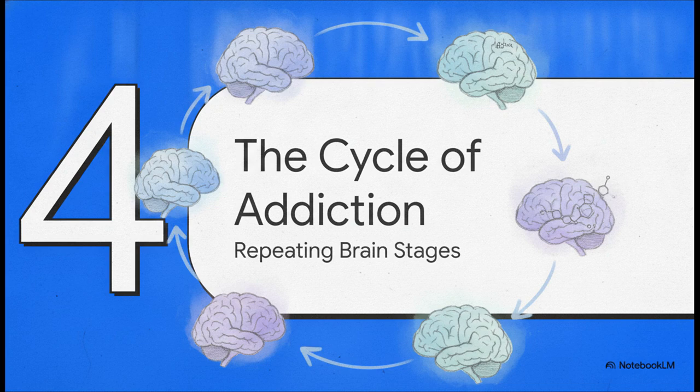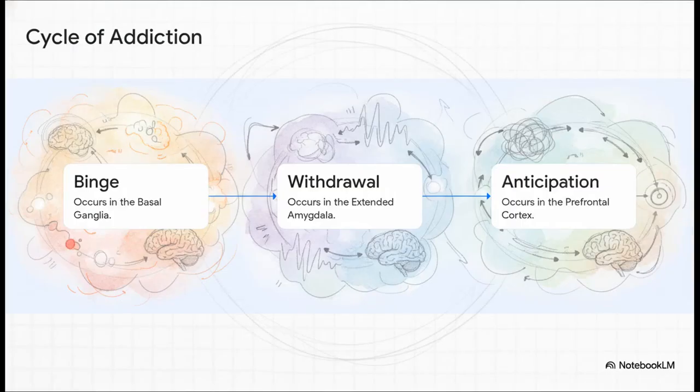Now for section 4, the cycle of addiction. Let's see how this cycle actually builds through 3 progressive stages. You're going to see some complex medical terms here: the basal ganglia, the extended amygdala, and the prefrontal cortex. Now, do not worry about memorizing these difficult anatomical names right now. Instead, I want you to really focus on the English action words associated with them: binge, withdrawal, and anticipation.